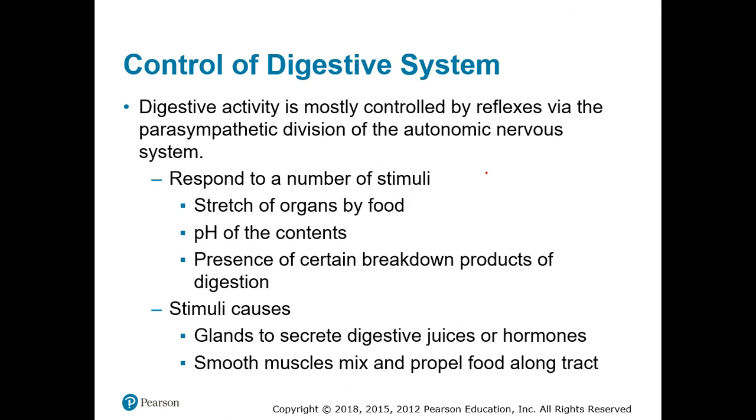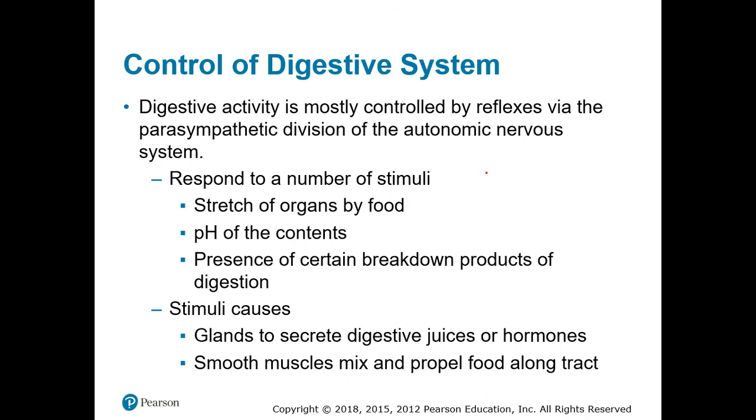So this system actually responds to a number of stimuli. For example, the stretch of organs by food. When you eat, your stomach stretches out. It tells your body that you have food in there that needs to be broken down. Then there's the pH of the contents. Whenever you drop things in your stomach, it's going to start releasing stomach acid, so your pH drops, and that is an indication to start breaking down food. Or even the presence of certain products, like bile.